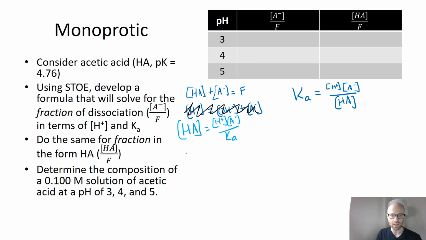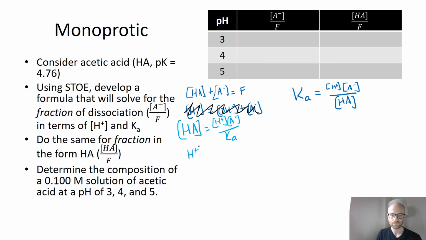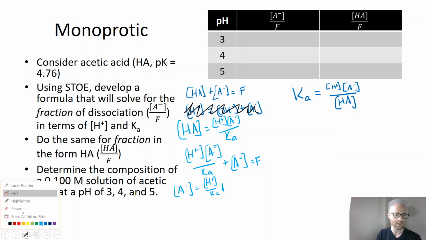Substituting into the mass balance, you're going to get, oh, that's so messy. I'm going to try again. Substituting into the mass balance, from here on out, it's just algebra, so I'm going to factor out my A minus. We're going to get H plus over Ka. Oh, I shouldn't have an equals there. Doing great. Take 3.